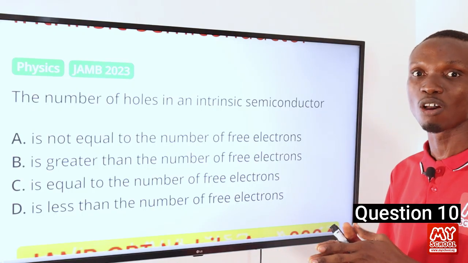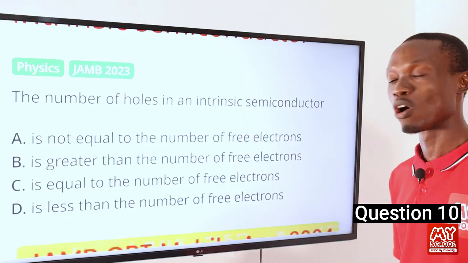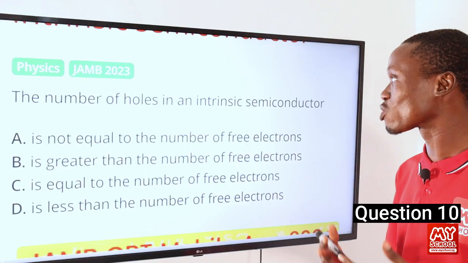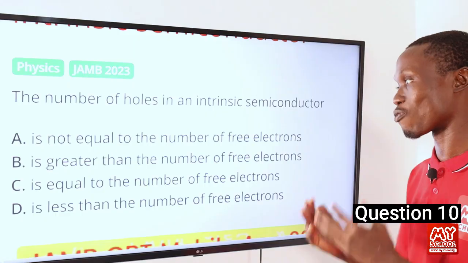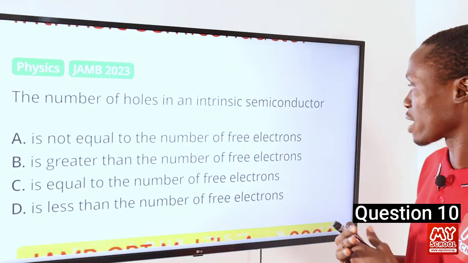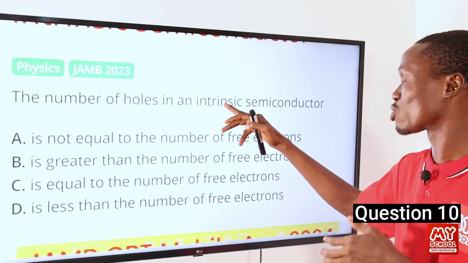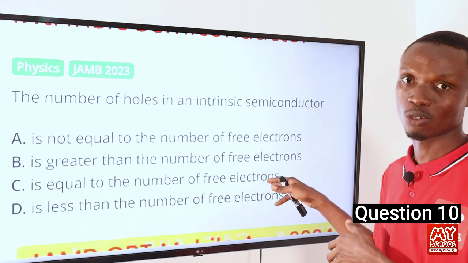So you can actually make full use of that semiconductor because the number of holes is equal to the number of free electrons. So in an intrinsic semiconductor, the number of holes is equal to the number of free electrons, and that gives us option C. The number of holes in an intrinsic semiconductor is equal to the number of free electrons. So option C is the correct option.